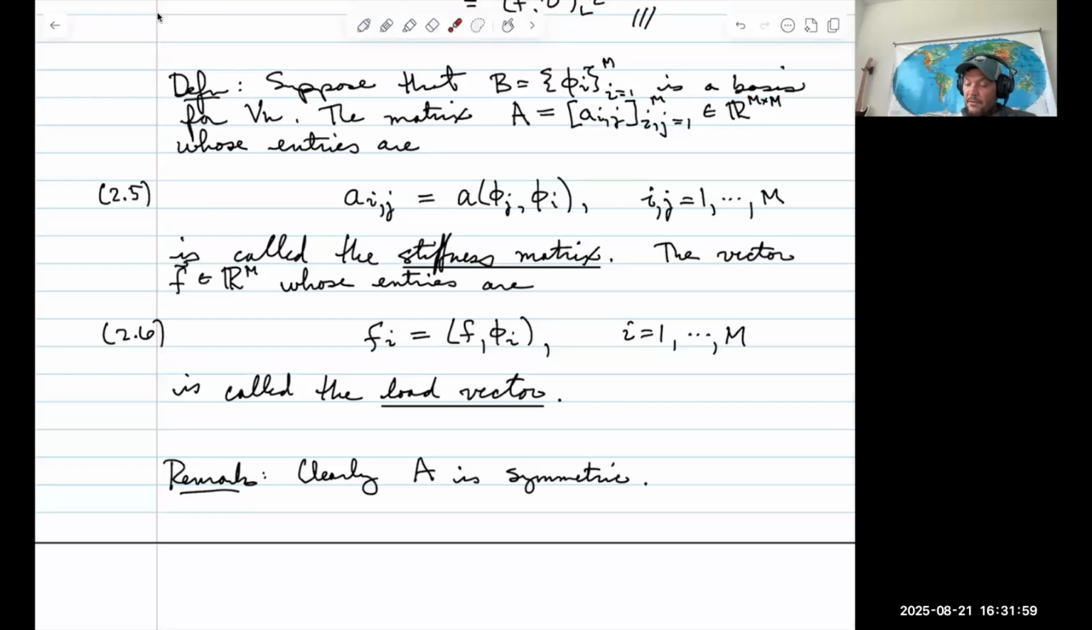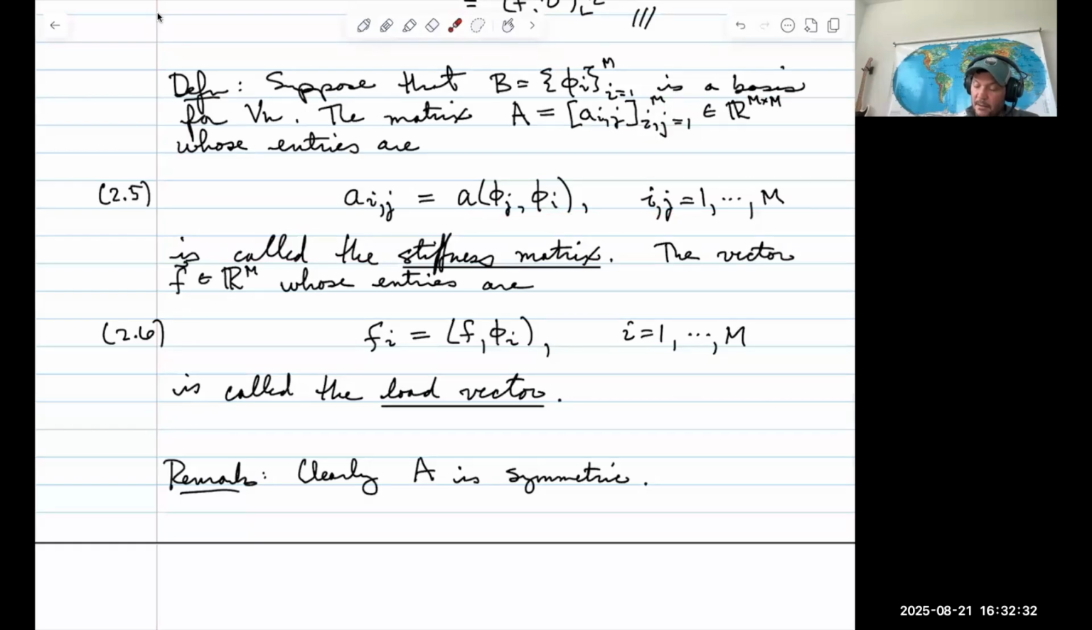And those indices run from 1 to m, both of them. i, j goes from 1 to m. This is my notation for the set of m by m matrices. And what defines a matrix is what are its components. So I'm going to tell you what are its components or its entries. Its entries are a_ij, that's what I'm symbolizing there. A_ij is equal to a of phi_j, phi_i, for i and j equals 1 to m.